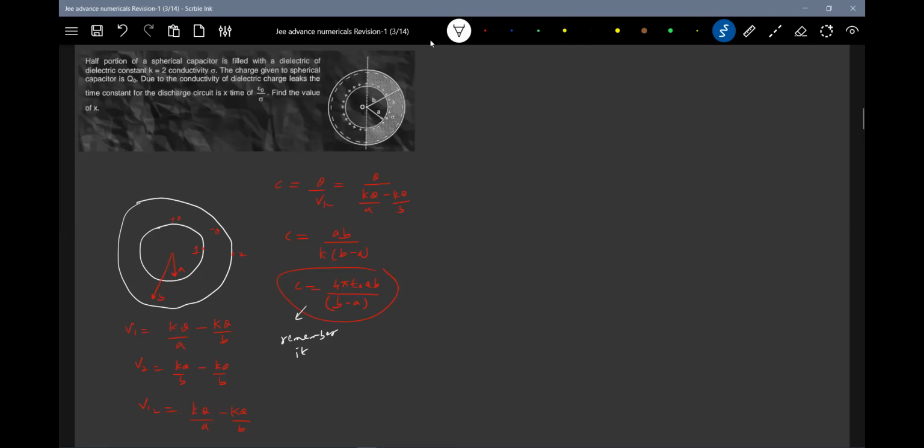But what is the big headache here? Half of it is filled with this dielectric, and the remaining half is there. What should be the approach now here?